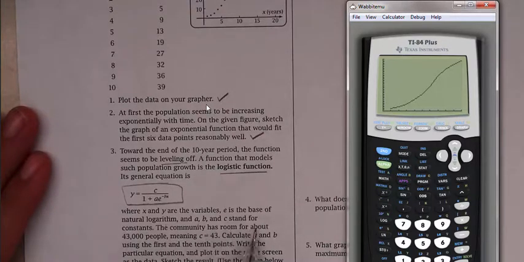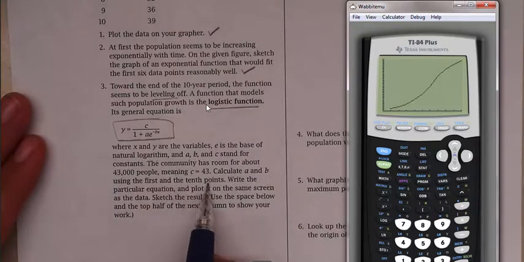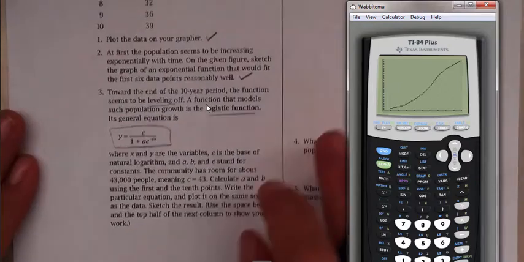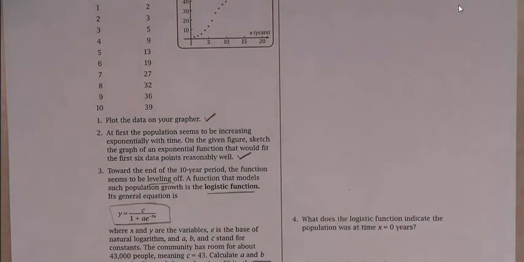So the community has room for about 43,000 people, meaning that C will equal 43. Calculate A and B using the first and the 10th points. Write the particular equation and plot it on the same screen as the data. Sketch the results. Okay, we're going to use the space down here and up here to help us. And I'm going to go ahead and minimize my calculator.